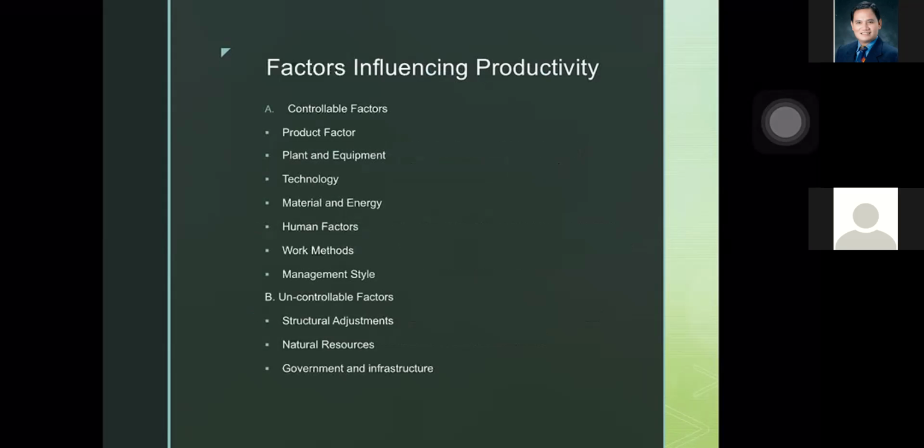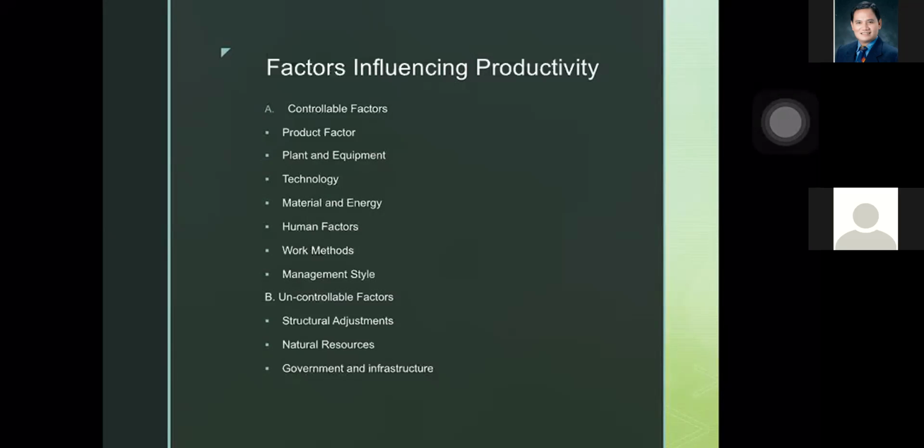Controllable factors are also known as internal factors. This includes the following: product factor. In terms of productivity, this means the extent to which the product meets output requirements. A product is judged by its usefulness. The cost-benefit factor of a product can be enhanced by increasing the benefit at the same cost or by reducing cost for the same benefit.